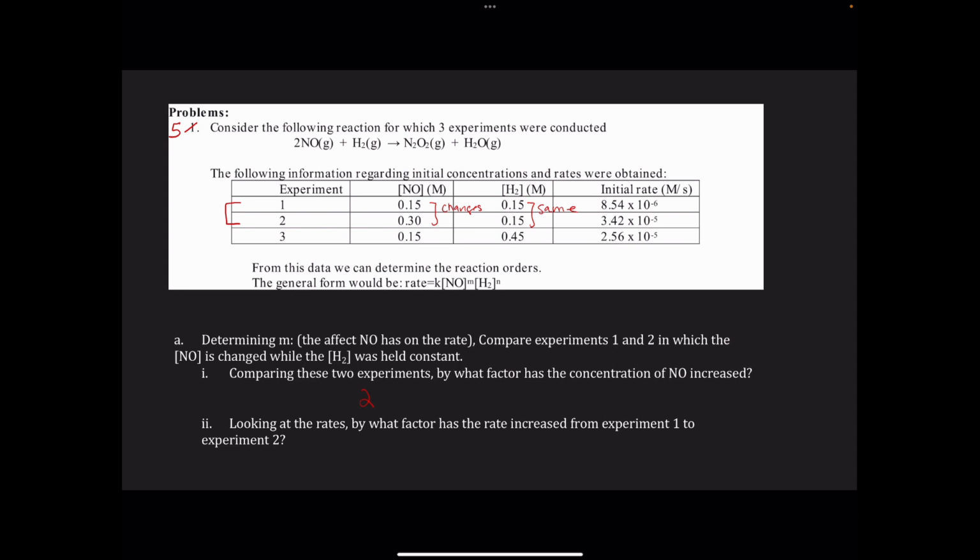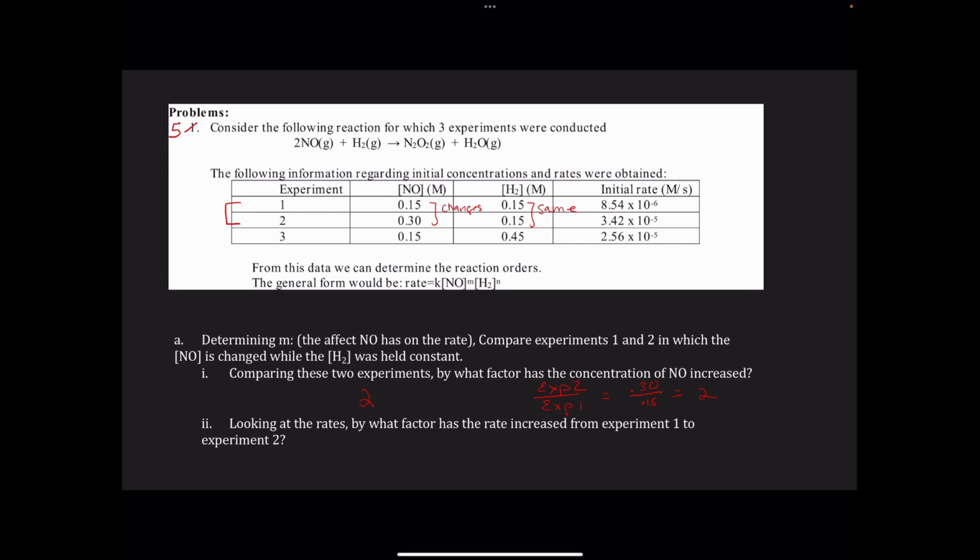It has doubled. If we can't see that, what we would do is take experiment 2, divide it by experiment 1, and we're going to get 2. So that 0.3 is 2 times larger than the 0.15. So that tells us that this reaction would be second order with respect to that nitrogen monoxide. Or sorry, we haven't got there yet. We've just doubled our concentration. Now what we've got to do is see how the rate changed.